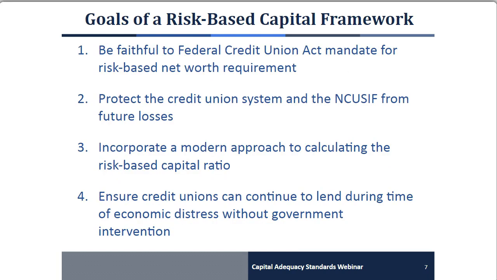NCUA's capital adequacy standards have several goals. First, NCUA must be faithful to the Federal Credit Union Act in designing an effective and modern risk-based net worth requirement. Second, supporting the mission of the agency in protecting credit unions and the Share Insurance Fund. Third, capital standards for credit unions also need to be more risk-related.